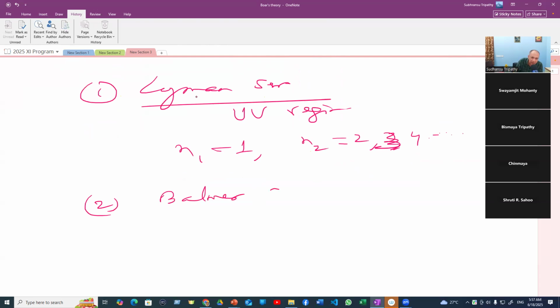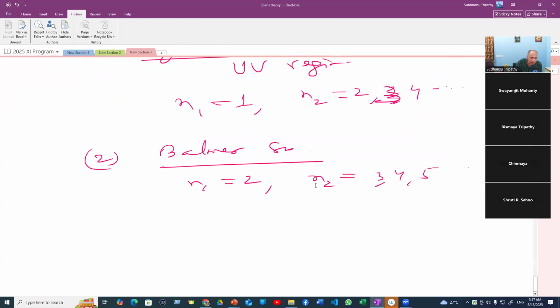And if it is Balmer, n1 becomes equal to 2 while the higher shells are 3, 4, 5 and so on. This you know, but I want you to write down in your notes because you are also beginners. You have to write everything. This is the Paschen series.